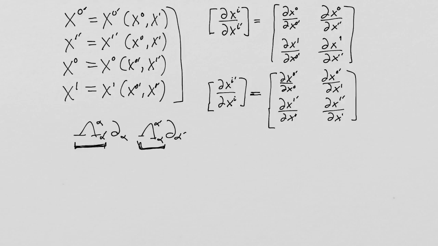So which will it be? For this example, I hope I can get this right, I want to use this one. I want to go from the unprimed to the primed system. I guess that's linguistically the most natural. So that means this guy here is going to equal lambda alpha alpha prime. Lambda, by the way, is obviously doing a bit of double duty here.